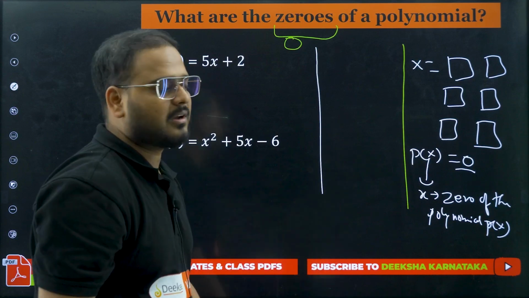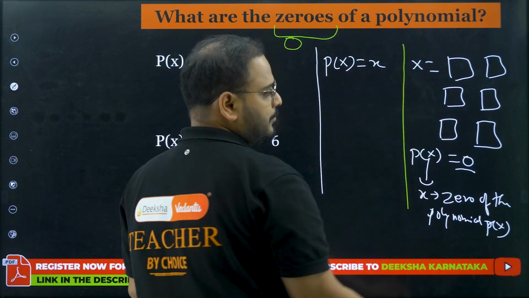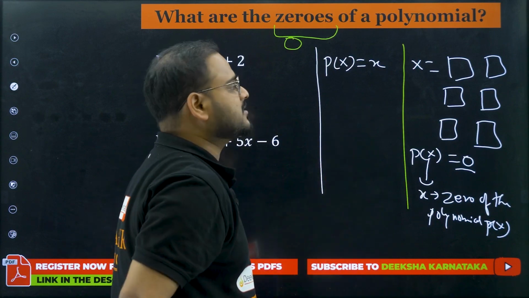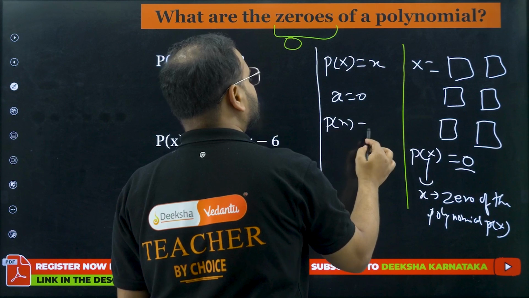Example, please check an example. Say I've written the polynomial p(x) equals x. So what is the zero over here? Simply 0. For x equals 0, what is my p(x)? Sir, p(x) is equal to 0.